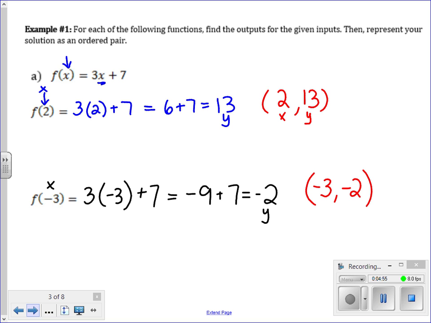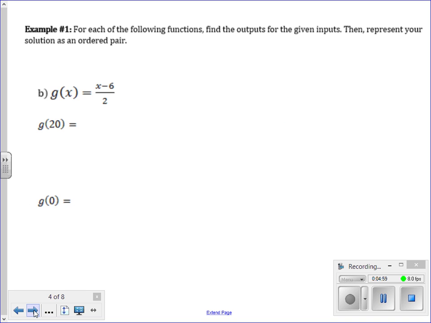All right, I'm going to do the same thing for 2 other functions. So that was A. In B, I have the function g of x equals x minus 6 over 2. Here I have g of 20. 20 is my x value, so I'm going to put it into the function for x. So I get 20 minus 6 in the numerator, all over 2. 20 minus 6 is 14, and 14 over 2 equals 7.